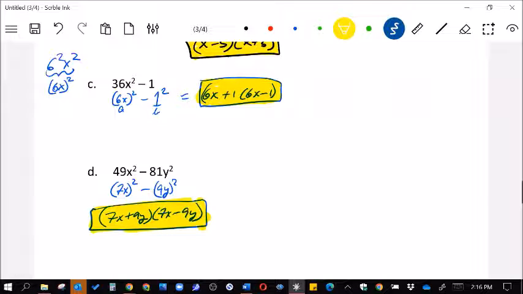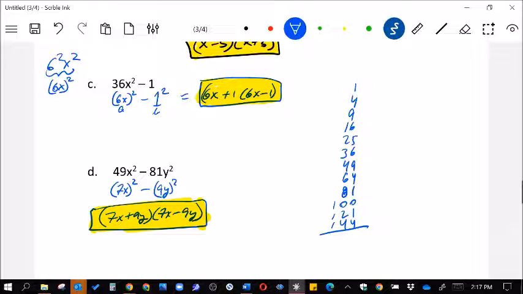Remember that it's minus and plus. Now, notice that for all of these, you really need to know your perfect squares. So one of the things you want to do is, if you don't know them, memorize them. 1, 4 is 2 squared, 3 squared, 4 squared, 5 squared, 6 squared, 7 squared, 8 squared, 9 squared, 10 squared, 11 squared, 12 squared. You really should know them up to the 12s, absolutely, perfectly, completely.